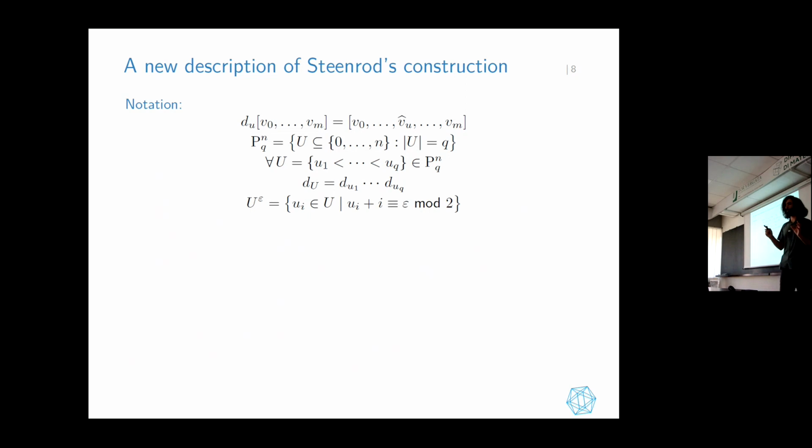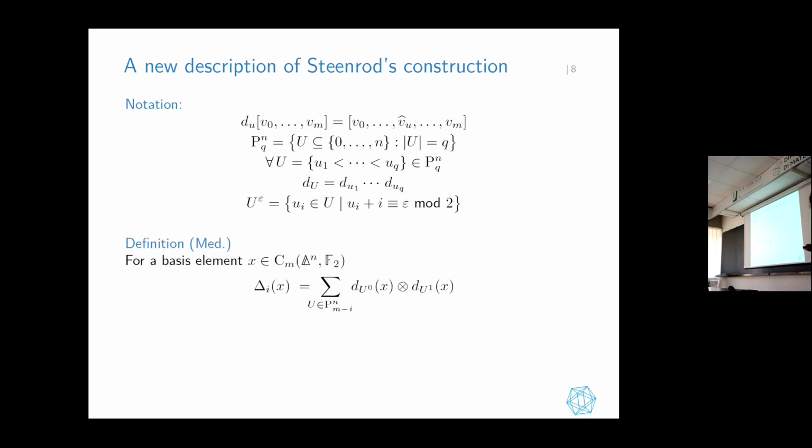The last piece of notation I'm going to introduce is the following. U raised to either 0 or 1. This is going to be a pair of subsets of U that form a partition of U. And the subset U raised to epsilon contains all the elements whose position plus its value is 0 or 1 mod 2. So this is giving me a split between the elements of any U in this collection. And with this notation, I can introduce a description of these delta i operations.